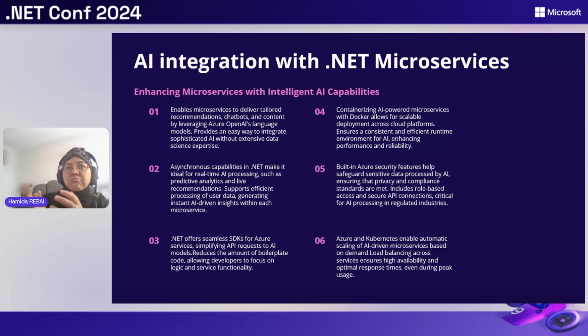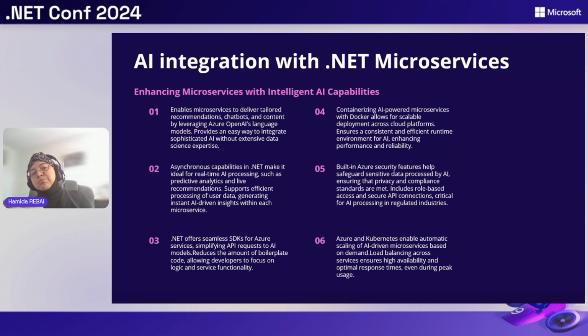We see how we can add capabilities in our application. .NET 9 offers a seamless SDK for Azure services, really simplifying API requests to AI models. It reduces the amount of boilerplate code, allowing a developer to focus on logic and service functionality. We see that we have a NuGet package related to Azure OpenAI, but you have more DLLs that you are able to use to consume this NuGet, this framework.